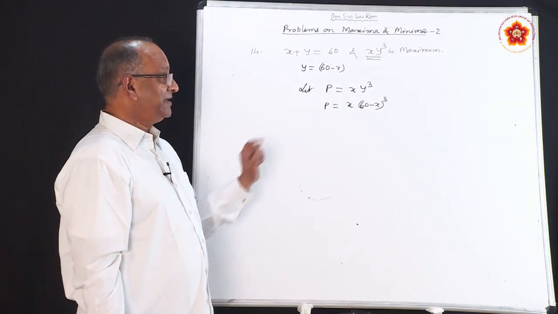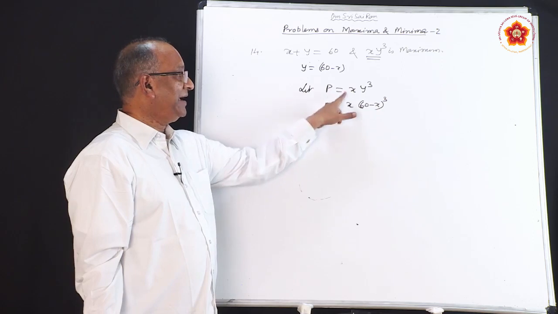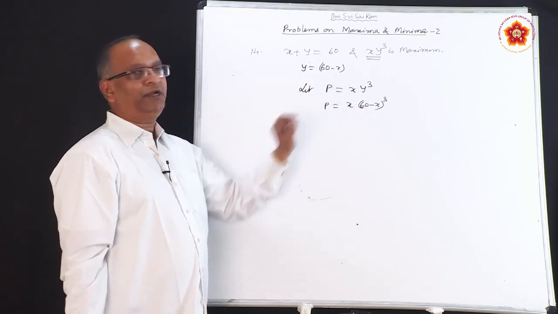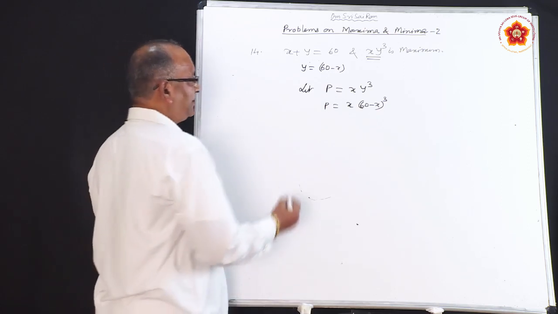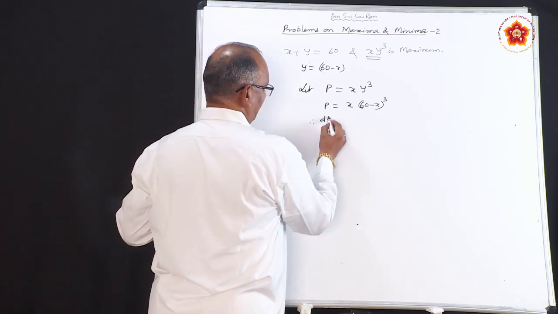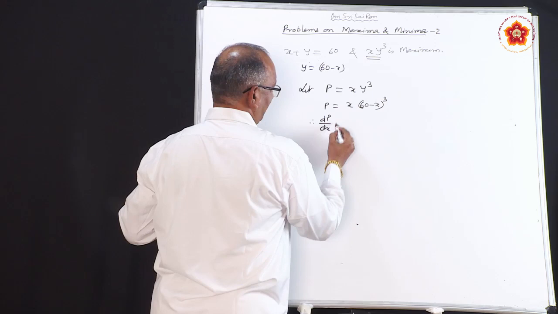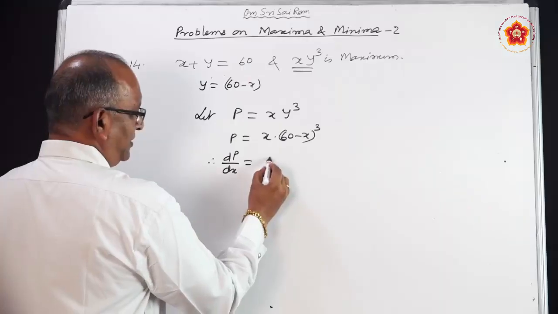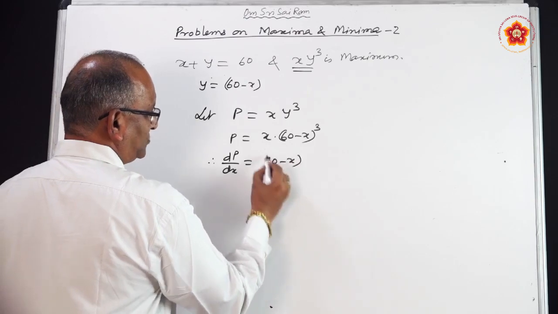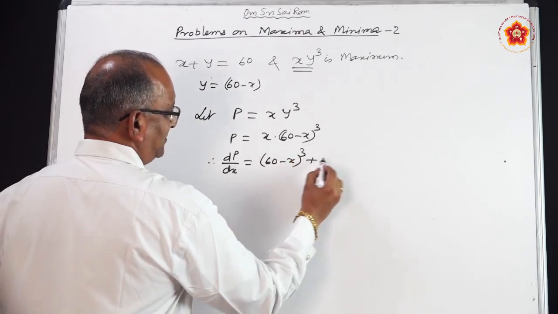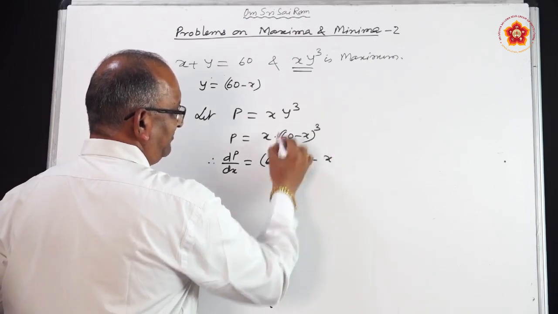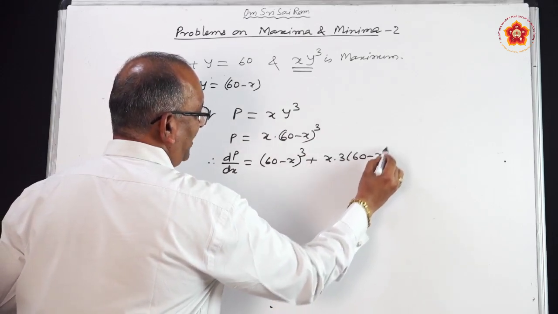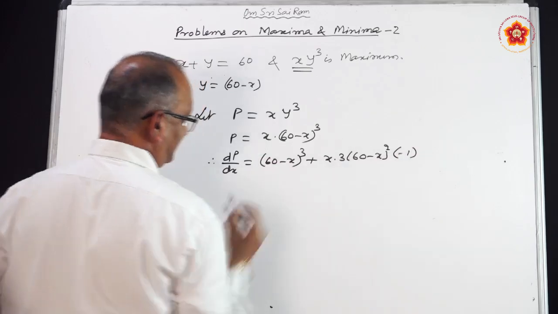So, what we did, instead of having three variables p, x, y, we converted one in terms of the other. Now, there are only two variables. Find out dp by dx. Use the product formula. Derivative of x is 1. So, you are going to get 60 minus x whole cube plus x as it is. Derivative of this is going to be 3 into 60 minus x whole square into minus 1.